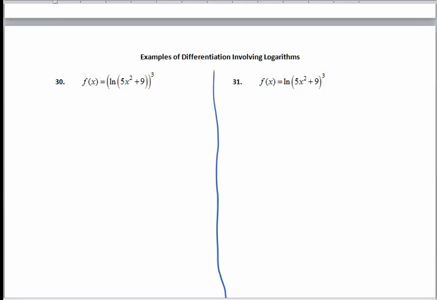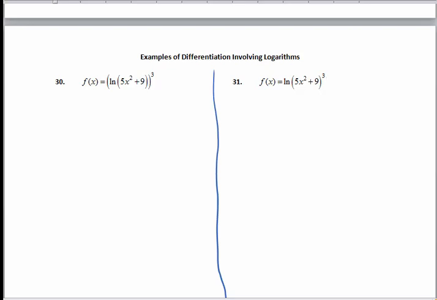30 is the natural log of 5x squared plus 9, the whole thing raised to the third power, whereas 31 is the natural log of 5x squared plus 9 to the third power, right? So only the 5x squared plus 9 is raised to the third power, and then you're taking the natural log of that in 31. So they're different problems. So what you should really do is analyze this first.